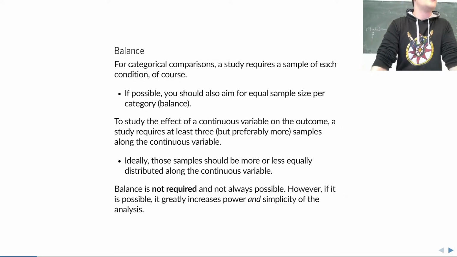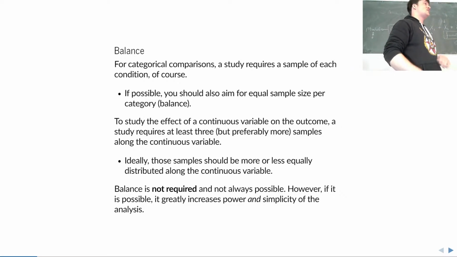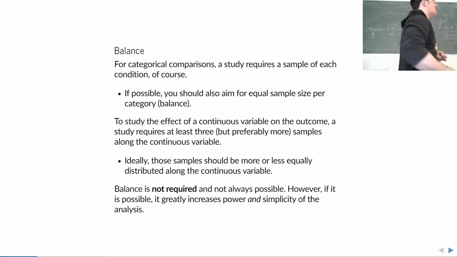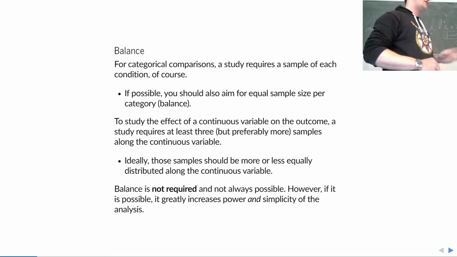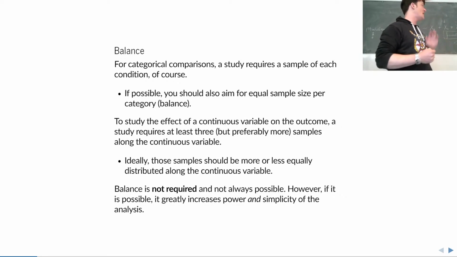Balance is not required, and in many studies it's impossible. Maybe you're sampling something that simply doesn't exist as much in one category as in another. Or maybe you're doing a clinical trial where people can drop out, or people can be added at a later time. Balance is not going to be possible in those cases. But if you are the one designing the study and there are no physical restrictions preventing you from having balance, then you should aim for it because it will increase the power and the simplicity of your analysis.